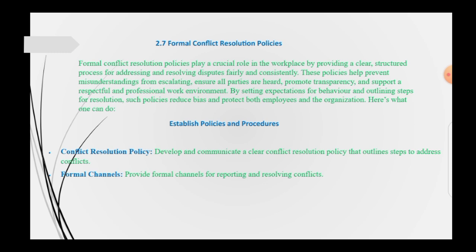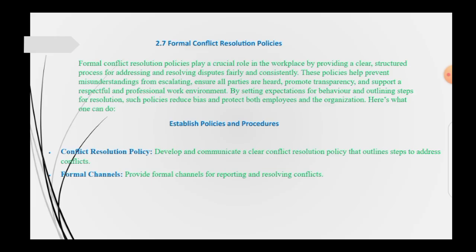So, from here, the meaning that we can derive is that formal conflict resolution policies are essential in fostering a fair, respectful, and professional workplace. These policies offer a structured framework that guides employees and management in addressing disputes constructively. By clearly defining what constitutes a conflict and the steps required to resolve it, such policies minimize ambiguity and help prevent small misunderstandings from turning into serious issues.